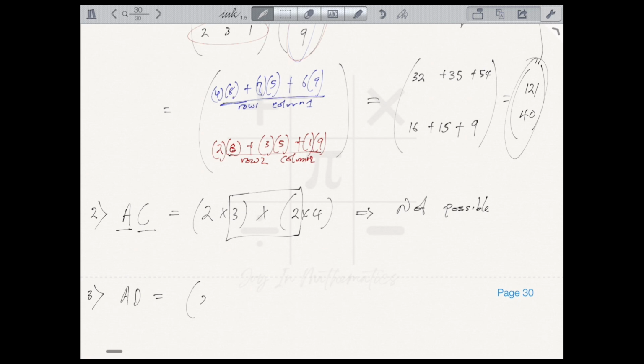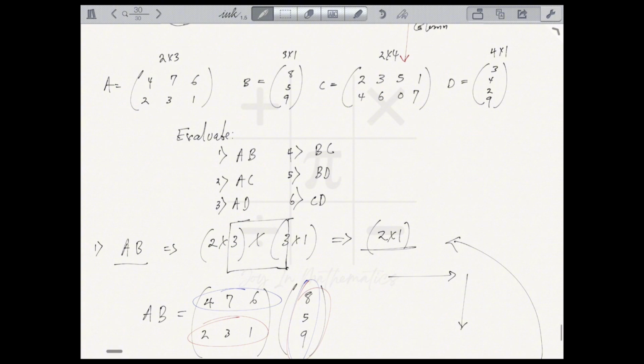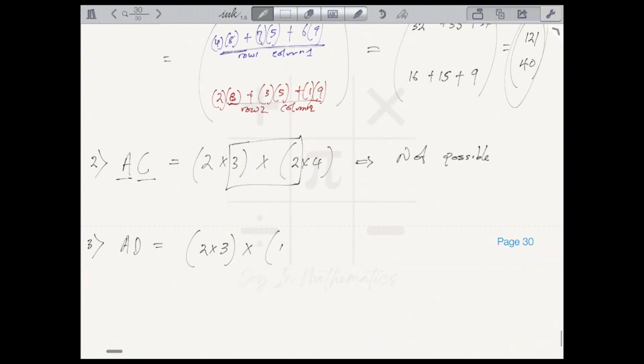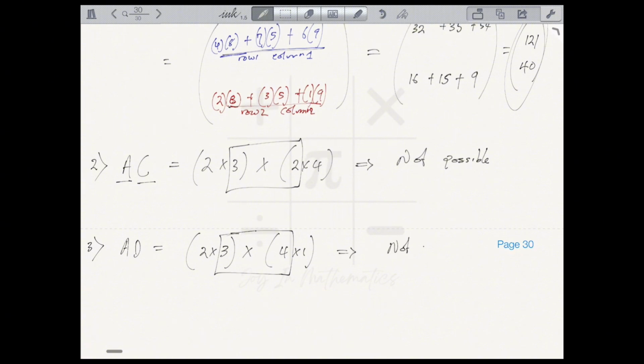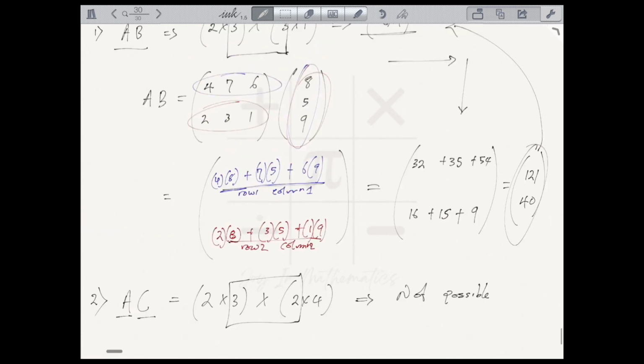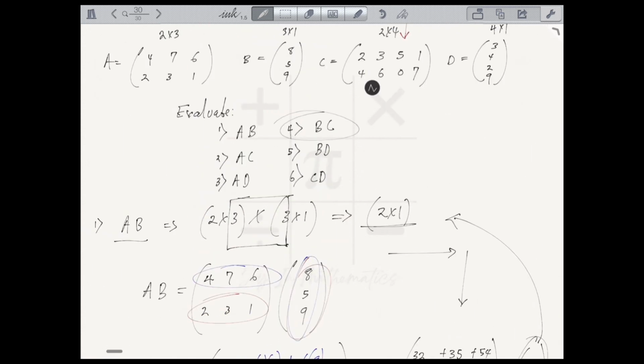Well, we still know that A is a 2 by 3 matrix. And what is D? D is a 4 by 1 matrix. Interesting. Now, is it possible? Okay, no, it's not possible. So we just write there, not possible. And let's proceed on for number 4, BC.